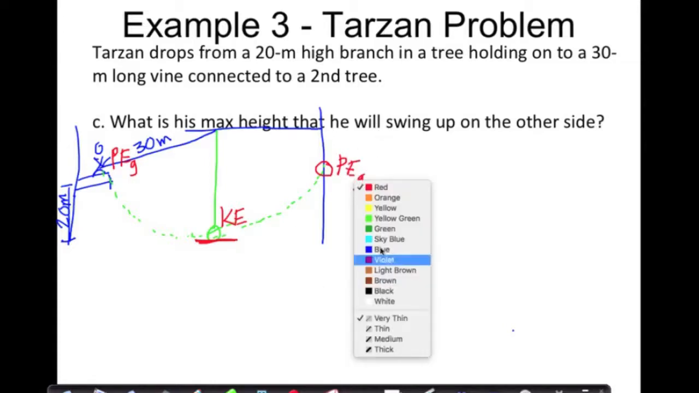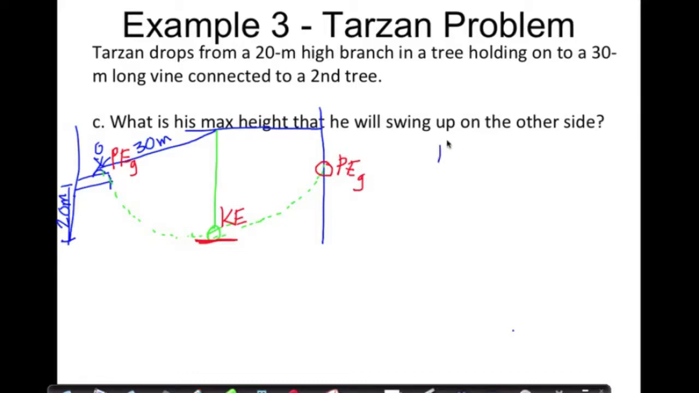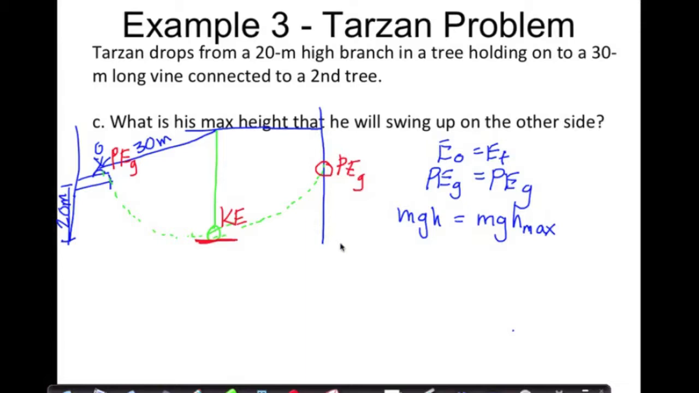So when we set up our equation, energy initial equals energy final. We're going from gravitational potential energy again to another gravitational potential energy. So mgh equals mg, let's call this h max because that's its max height. Well, we're looking for h max, so we can see that the m's cancel on both sides, gravity cancels on both sides, so h max is going to equal our h initial, which was 20 meters. So his max height that he goes up to is 20 meters again.